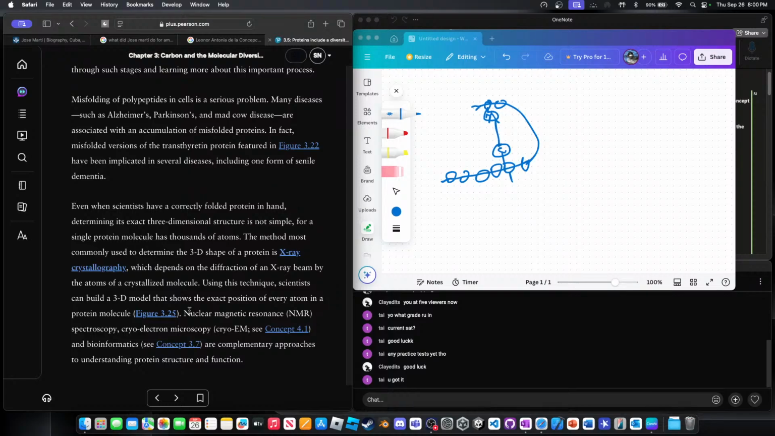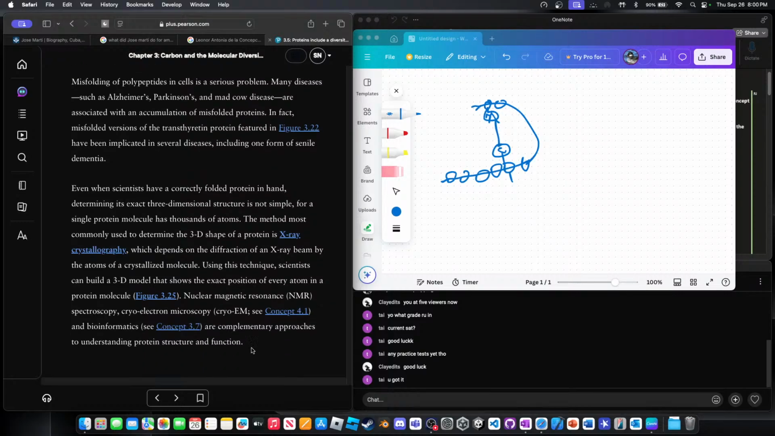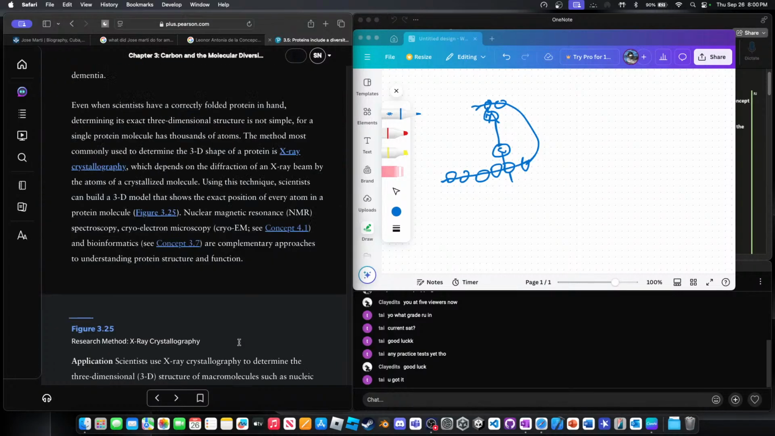cryo-electron microscopy, and bioinformatics are complementary approaches to understanding protein structure and function.